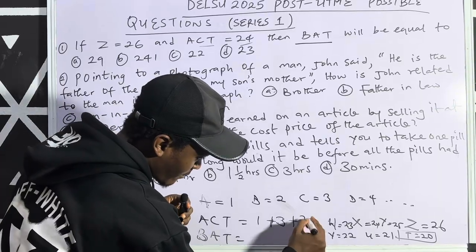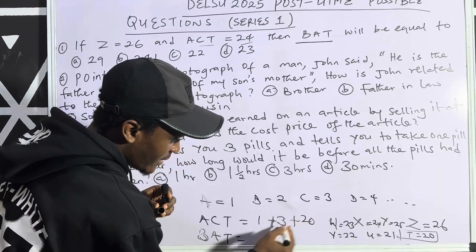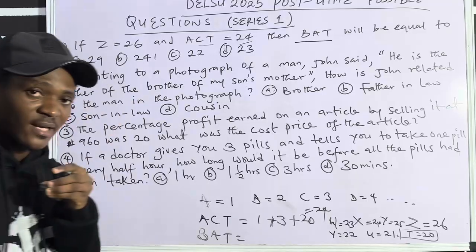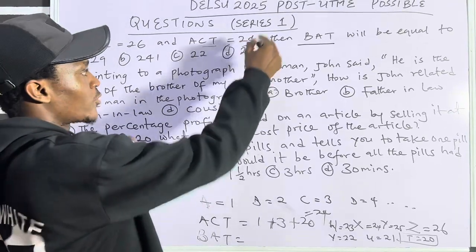Our T is known here, right, to be 20. So when you sum everything here, you have to obtain what? 24. Is that easy? So that was how we came up with this 24.